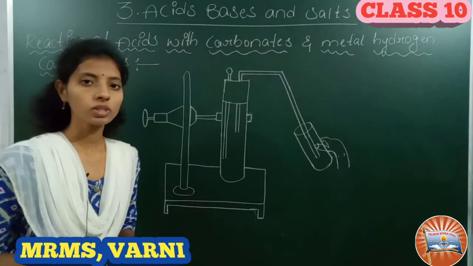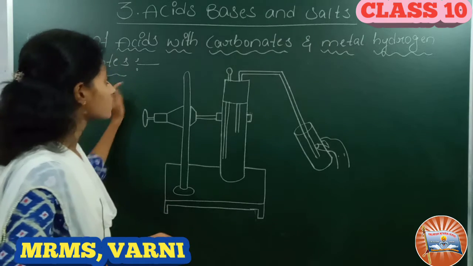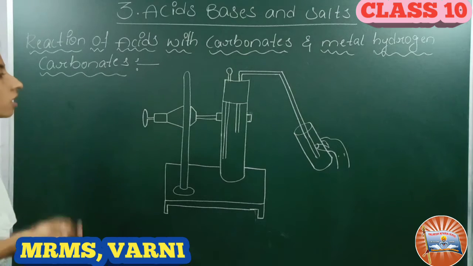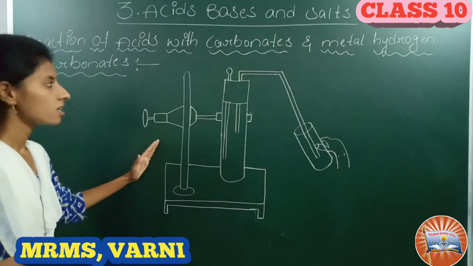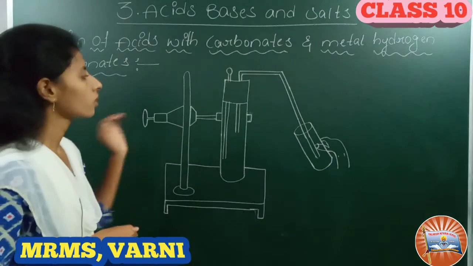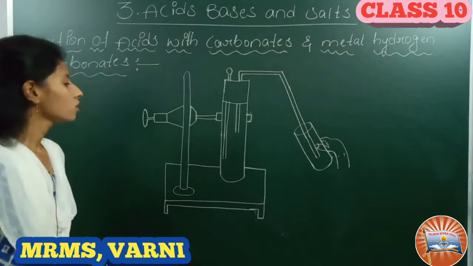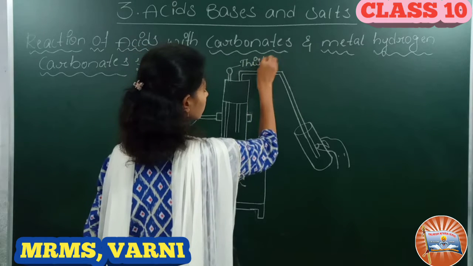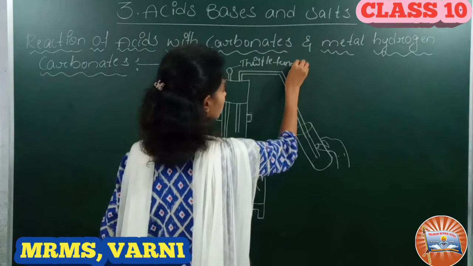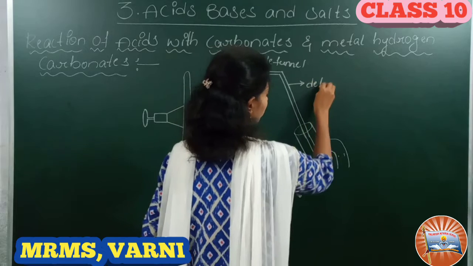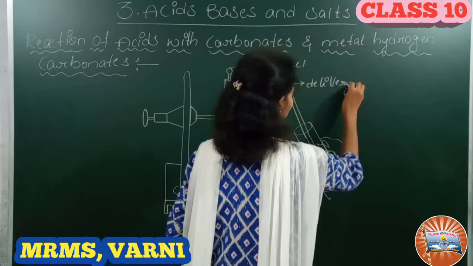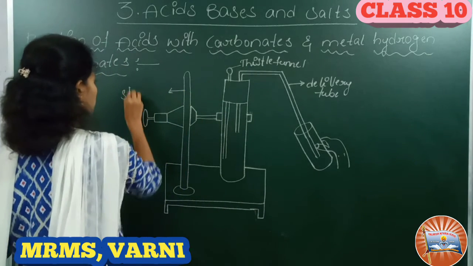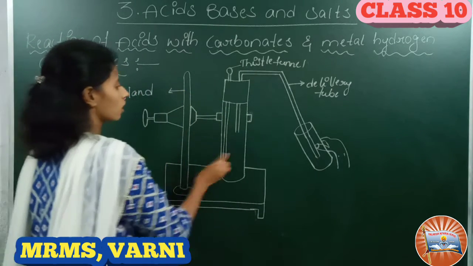Now see the next one. Reaction of acids with carbonates and metal hydrogen carbonates. Okay. So here we are taking a stand and test tubes, and funnels, right. So here first of all, this is the thistle funnel and this is the delivery tube. Okay, stand and this is the test tube.